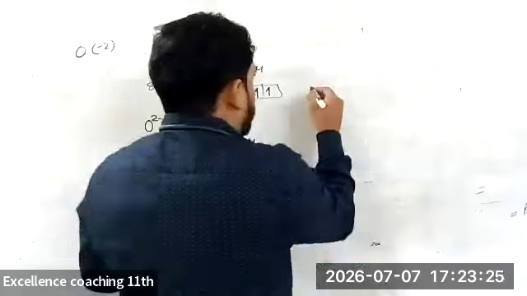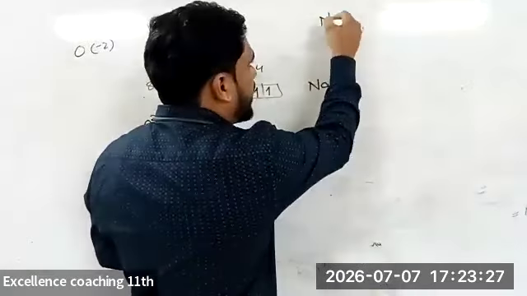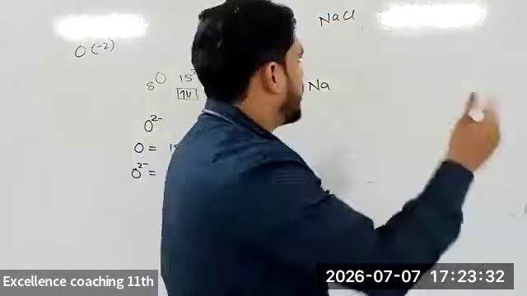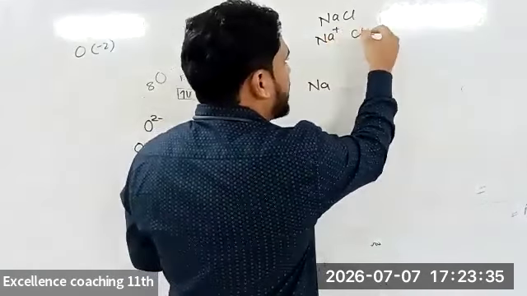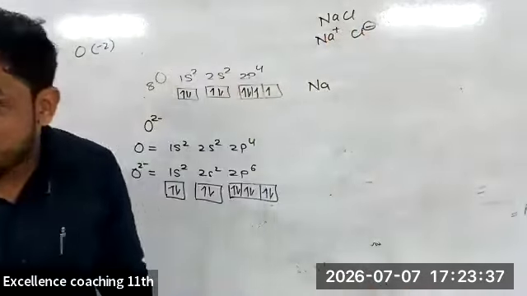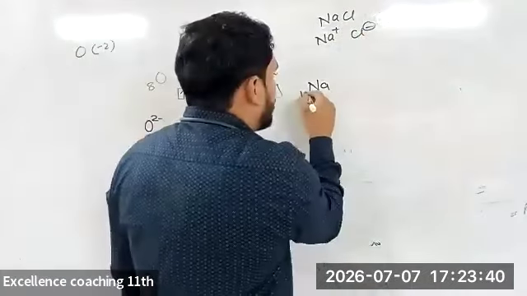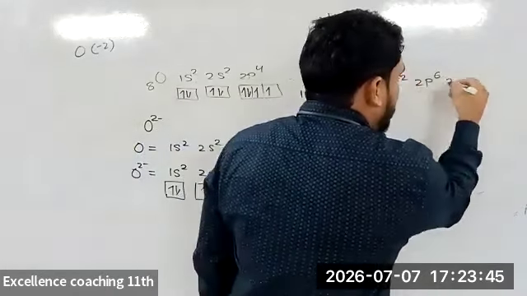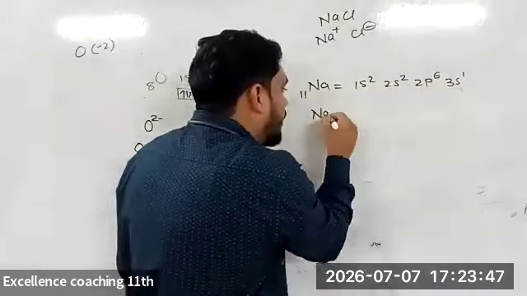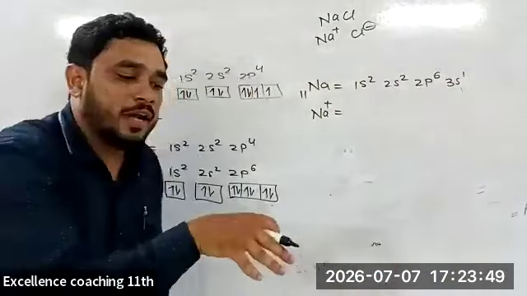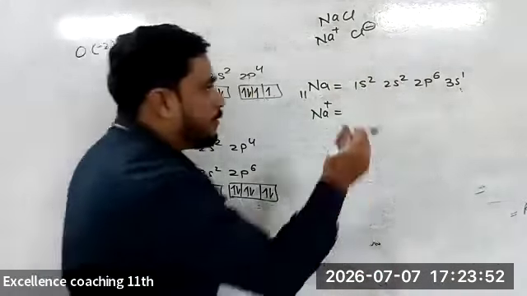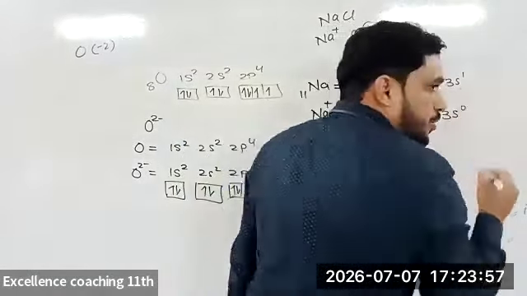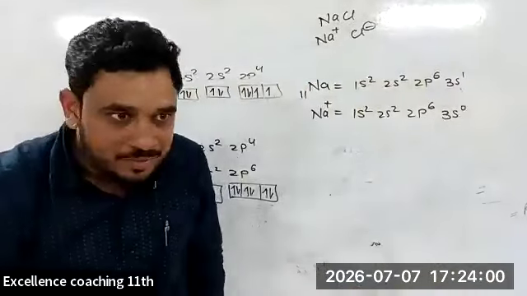Sodium has atomic number 11. NaCl, our salt, what we use. Have you seen NaCl anytime like this, Na plus and Cl minus? Yes? For a reason. Why? Sodium has electronic configuration 1s2, 2s2, 2p6 and 3s1. Na plus means we have removed one electron. If you remove one electron from sodium, what will I get? 3s0. Correct?